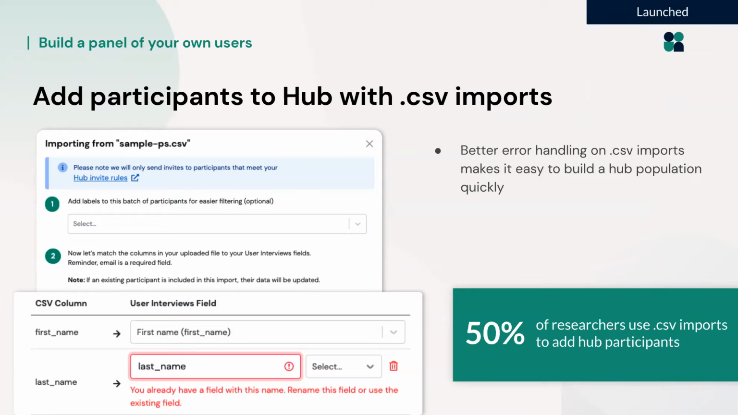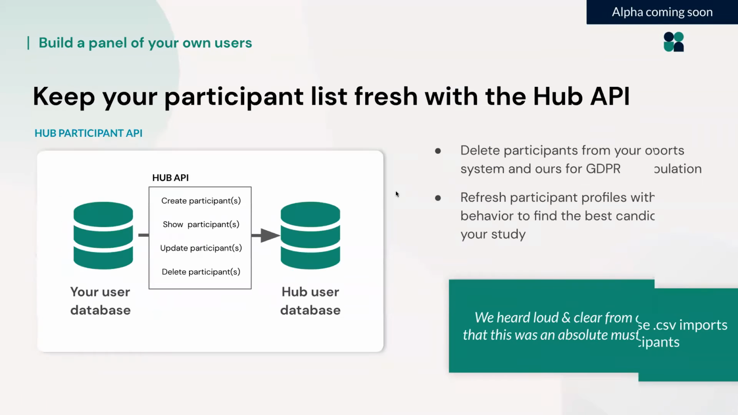About half of researchers use CSVs to add participants to a Hub panel. Basically the workflow is something like: go to your internal tool or your BI team, get a list of users who meet certain criteria, and then upload them into Hub. We've made a number of small changes recently to make it more error-free and very clear, to make sure the data you're importing aligns with your expectation. So that's a small investment we've made recently.